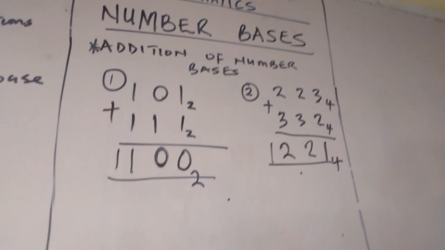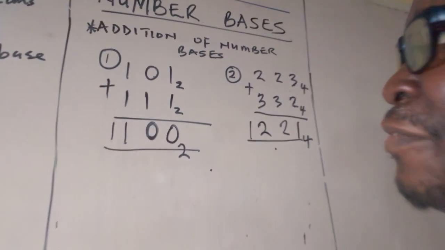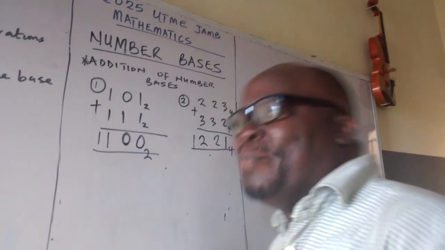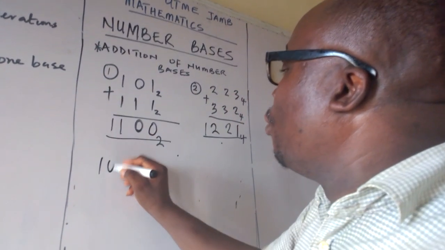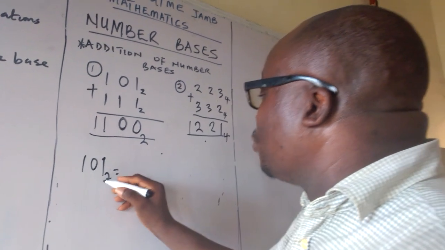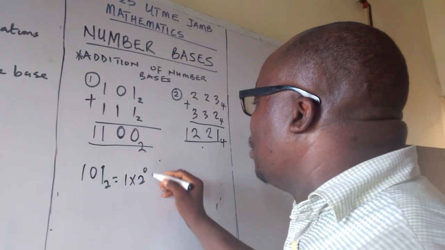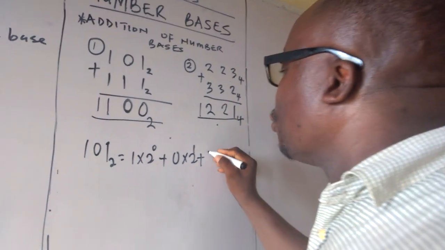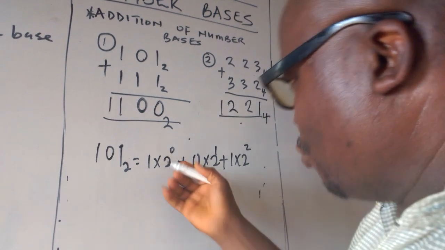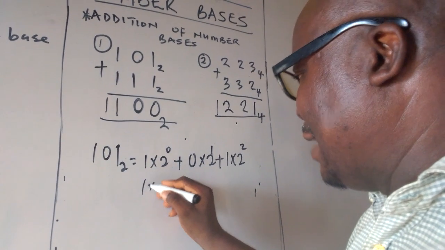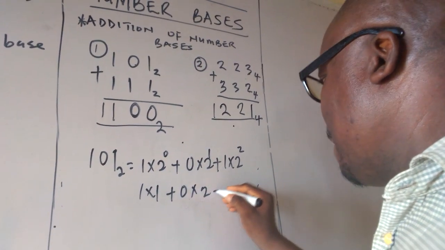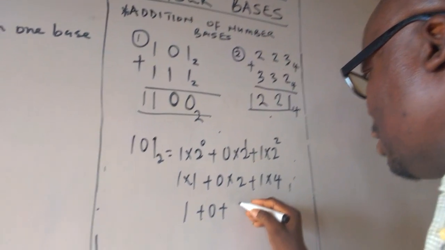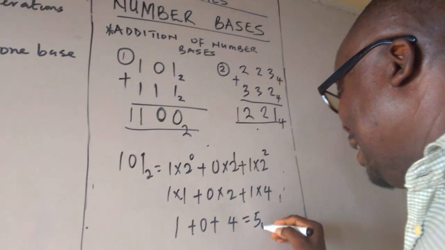Okay? Now, which other way can I do this? Let's assume I don't want to cause problems for myself. I want to be smart. So I can as well decide to first expand each of them to base 10. For instance, if I say 101 base 2, let me convert it to base 10. So I will say 1 times 2 raised to power 0, plus 0 times 2 raised to power 1, plus 1 times 2 raised to power 2. This will give me 1 times 1, plus 0 times 2, plus 1 times 4. Then this will give me 1 plus 0 plus 4. Everything will be 5 base 10.